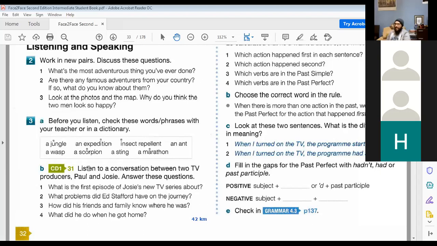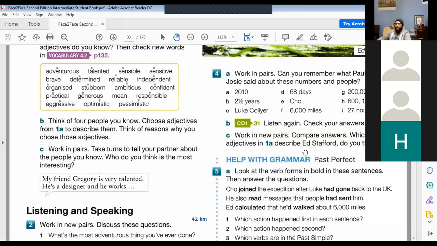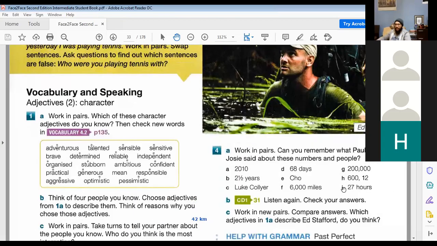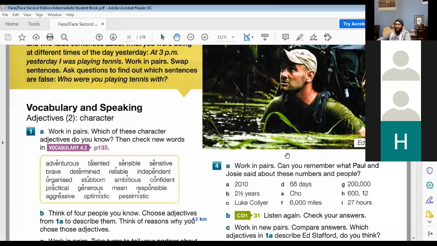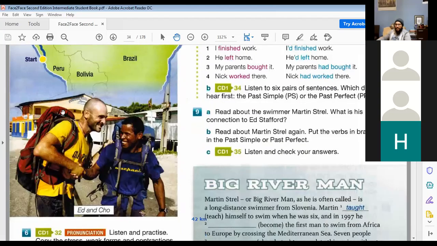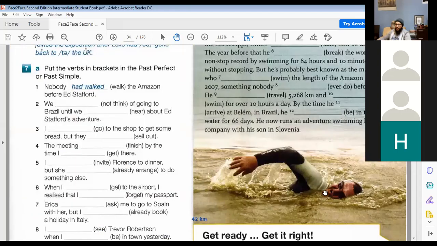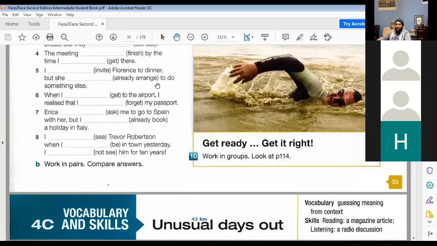Anyway, so we'll talk a little more about Mr. Stafford, about Ed, in our next lesson. Maybe listen to the recording again so we can answer this information. And we will also read about this interesting man. This is the same man, Ed. We'll read about another one, Martin Strel. This is also another crazy person. We'll read about him and what he did. So this is in our next lesson.